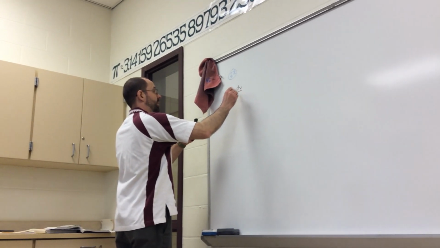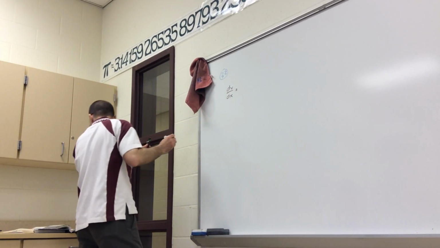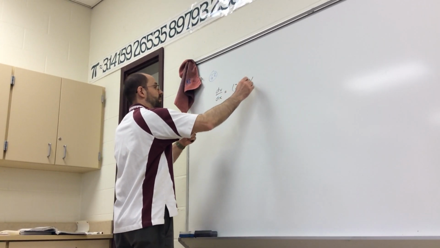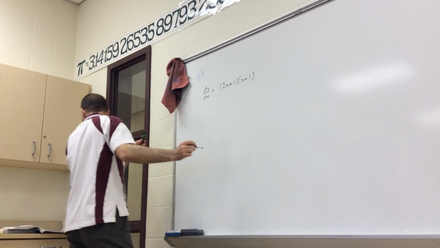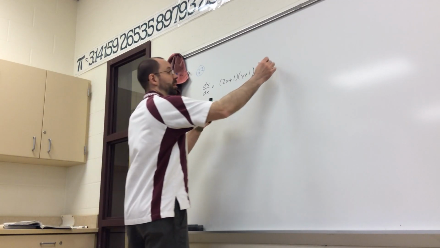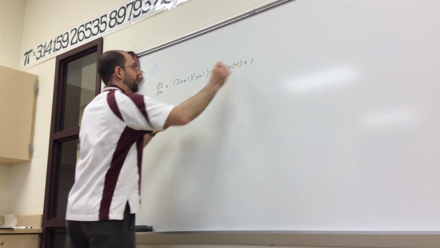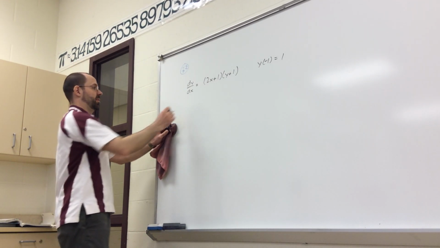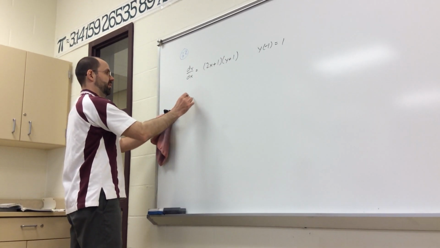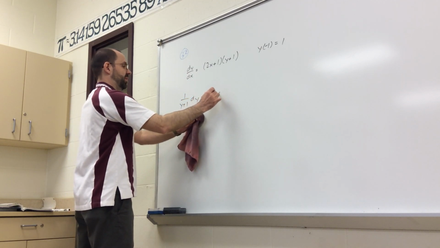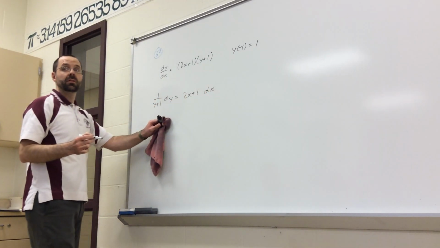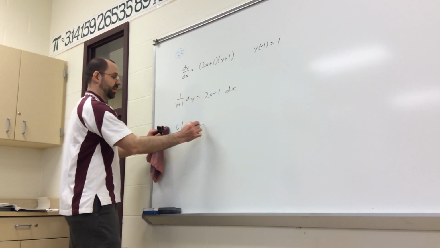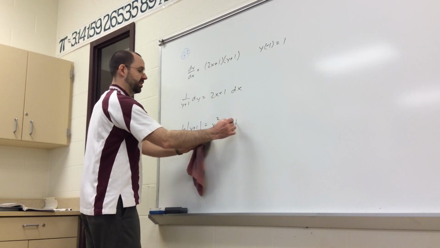dy/dx equals (2x plus 1)(y plus 1), and y of negative 1 is 1. Okay, so we need to separate the variables. So 1 over y plus 1 dy equals 2x plus 1 dx. The antiderivative is the natural log of the absolute value of y plus 1 equals x squared plus x.